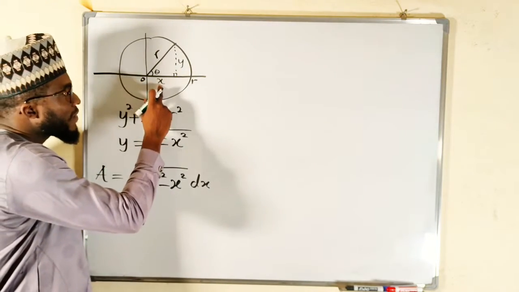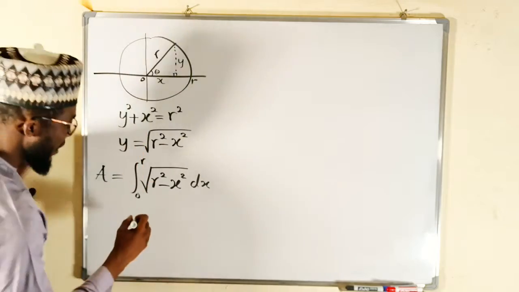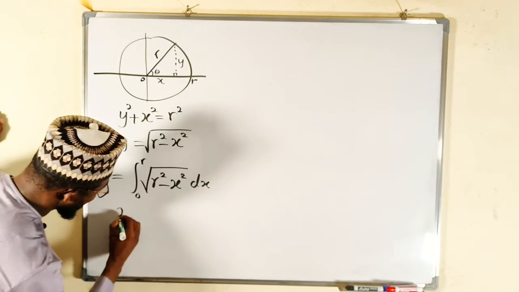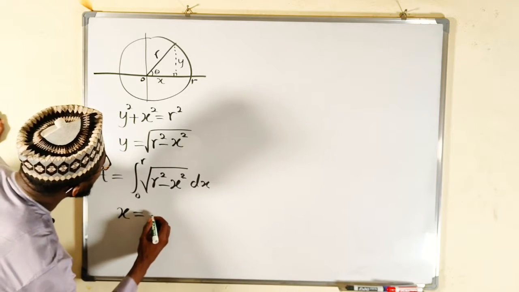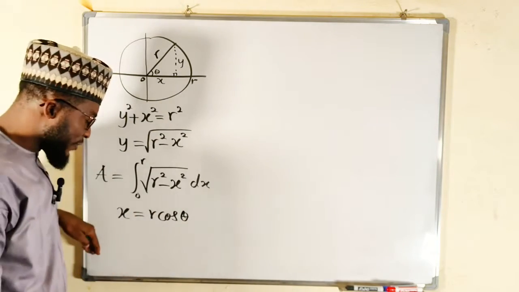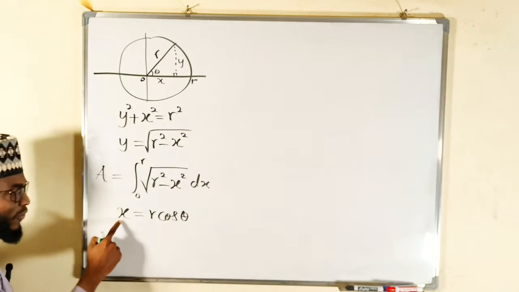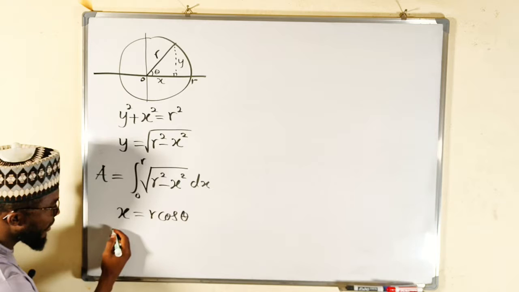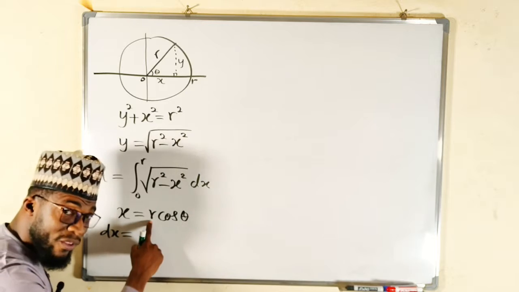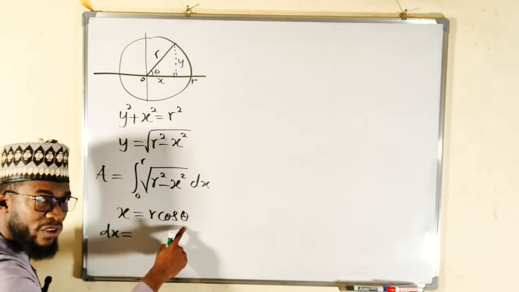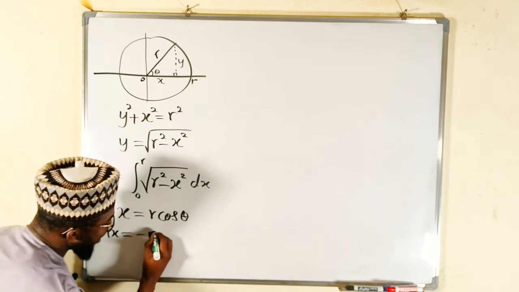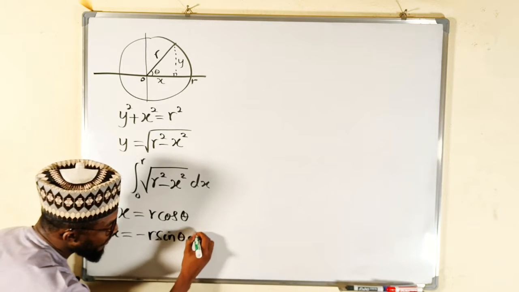Now I would like to form another equation with respect to x and theta. What is the relationship between x, theta, and our radius? Remember, according to our trigonometric ratios, this x can be obtained by taking what? r multiplied by cosine of that angle. Now let me differentiate the left and the right hand side. The moment you differentiate this, you shall obtain dx, right? And this is equal to, remember r is constant, so we are only differentiating with respect to theta, and once you differentiate cosine, you get negative sine. So this is negative r sine theta d theta.